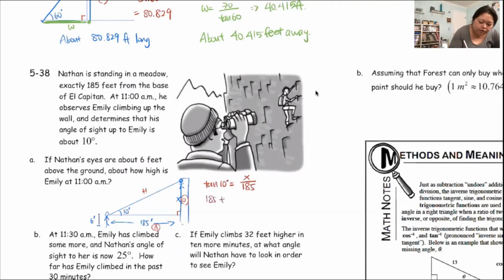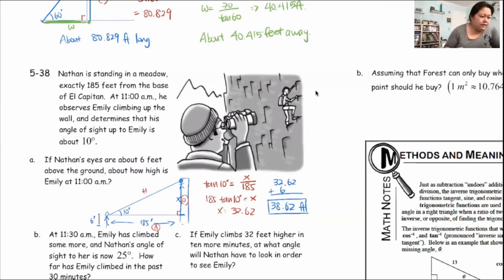Multiply 185 over. So 185 times tangent of 10 degrees. That gives me about 32.62 feet. Now remember, that is the length from Emily to right around here. Then you've got to add his eyesight height, right? So 32.62 plus 6 feet, so 38.62 feet. So about how high is Emily at 11 a.m.? So she's about 38.62 feet up El Capitan at 11 a.m.